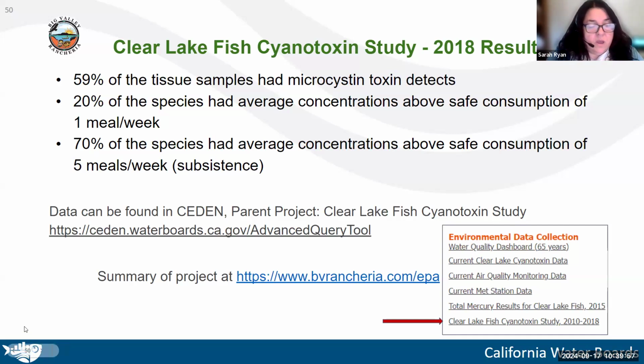Okay, so 70% of the species had a microcystin level that was above subsistence consumption safety levels. You can see that the data can be found in CEDN because that's where we entered it. And if you go to Big Valley's website, bbrancheria.com/EPA, go to the Clear Lake Fish Cyanotoxin Study under the environmental data collection and see some more summaries of our project. Okay, next slide, please.